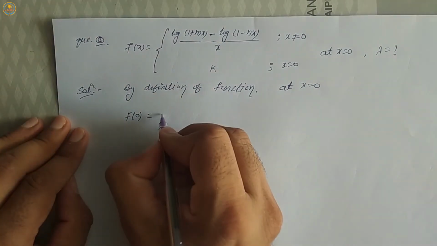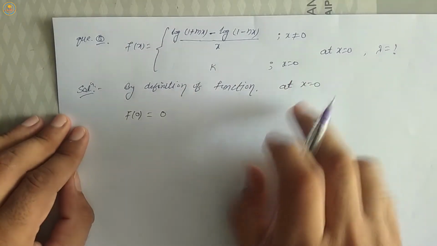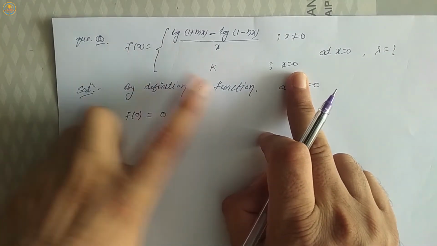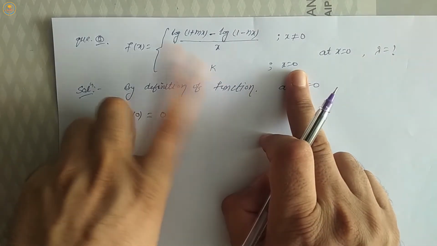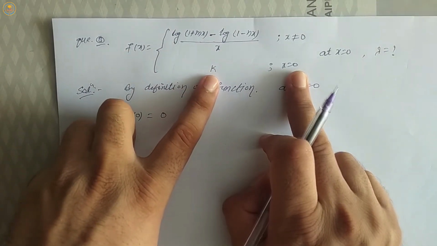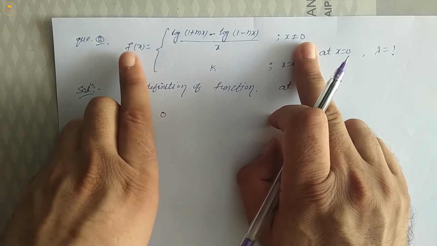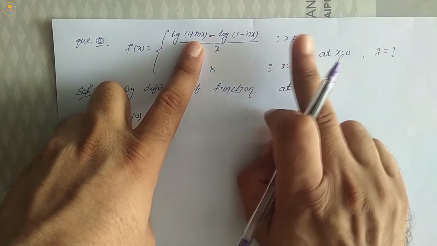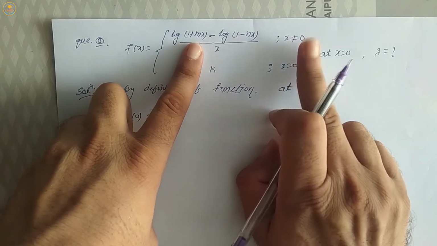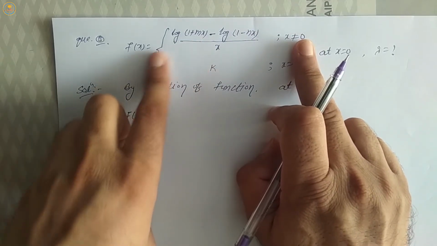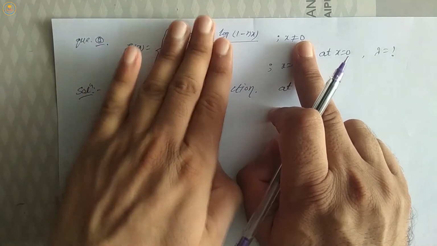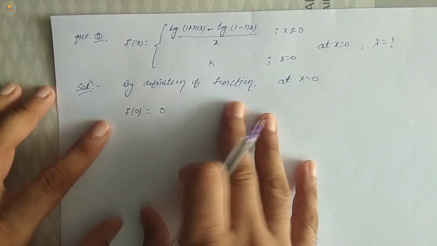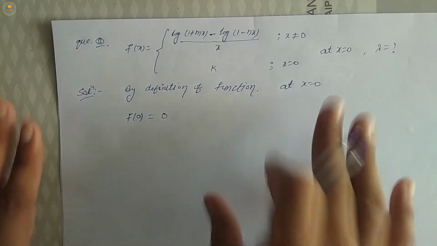f(0) is equal to k, because when x is equal to 0, the value of f(x) is equal to k. When x is not equal to 0, that is x greater than 0 or x less than 0, then the value of f(x) is something else. First, by definition of the function at x equal to 0, f(0) is equal to k.